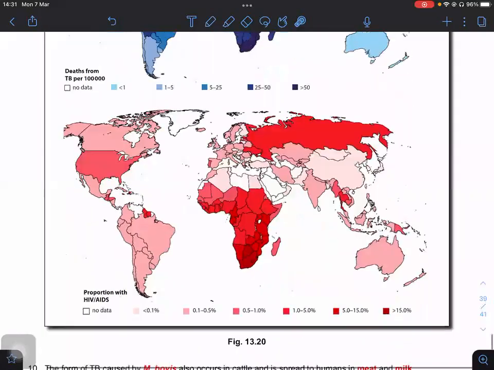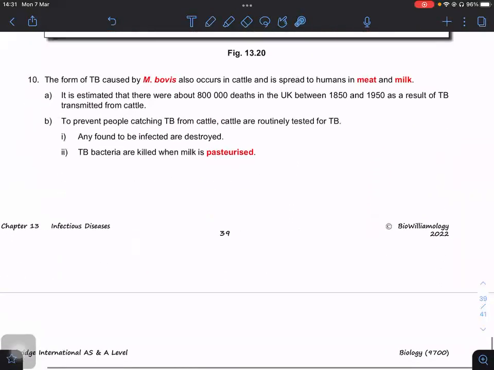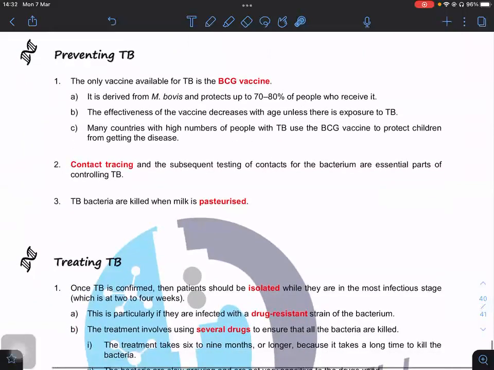Okay, so again, another form of TB is caused by Mycobacterium bovis, which occurs in cattle. Previously, between the 1850s and 1950s, over these 100 years, there were so many death cases due to this M. bovis, but now we know that we can kill the bacteria through pasteurization of the milk. Okay. So how to prevent TB?